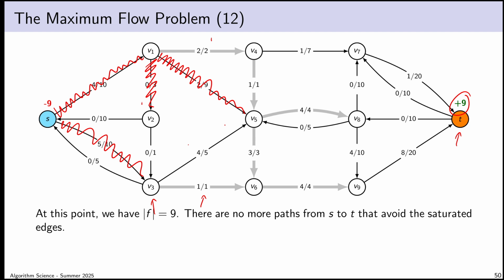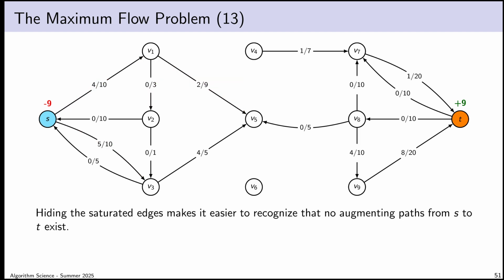So there is no path from S to T that uses only edges that have available capacity. But what does that mean? If I delete the saturated edges, hopefully it's even more clear what's going on here. Notice how if I delete those saturated edges, which I'm not allowed to use, the graph has become segmented into 2 pieces.